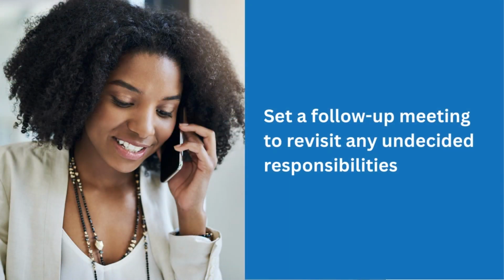Image of a corkboard with sticky notes that say who, where, what, when, how, why, and a question mark. Next is an image of a man sitting at a table with his hand on his chin, depicting he is thinking. Then an image of a woman on a cell phone. Set up a follow-up meeting to revisit any undecided responsibilities.